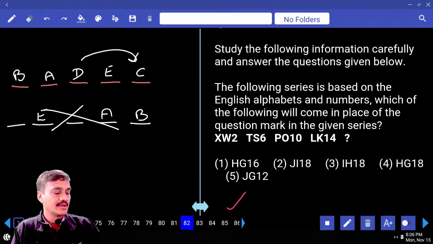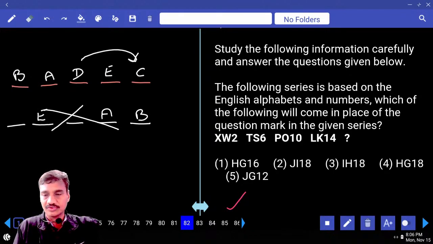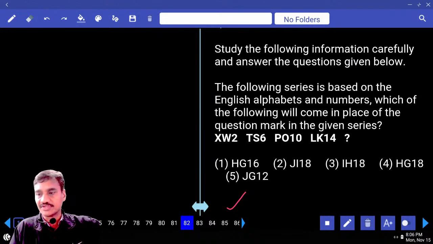Choice 5. Then coming to 82. Now question number 82. Then 82. And the following information is based on sets of words. And the following series is based on the English alphabet and numbers: X, T.